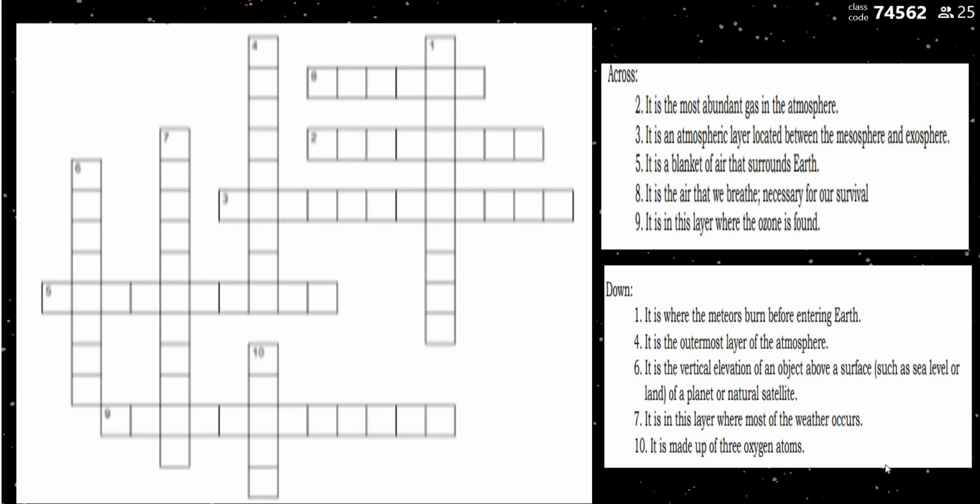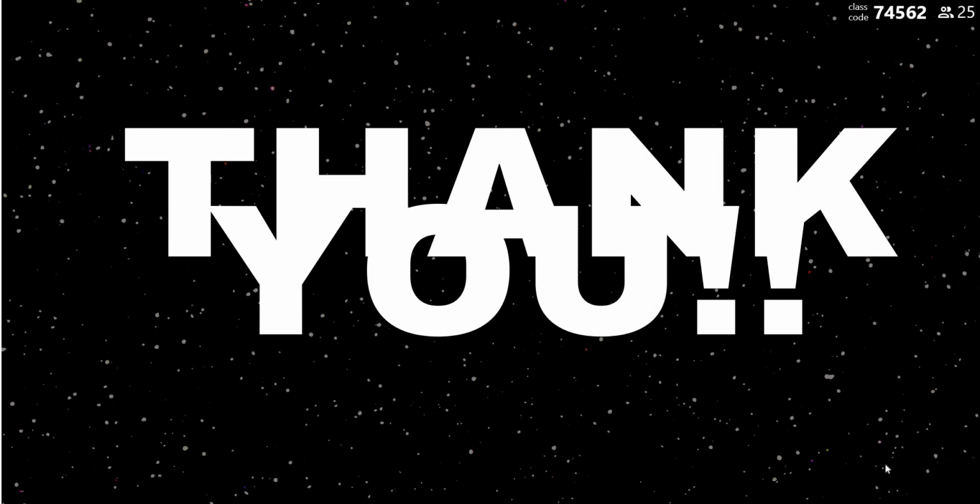And 6, it is the vertical elevation of an object above the surface, such as sea level or land, of a planet or natural satellite. It is the altitude. 7, in this layer where most of the weather occurs, troposphere. And 10, it is made up of 3 oxygen atoms. This is ozone.